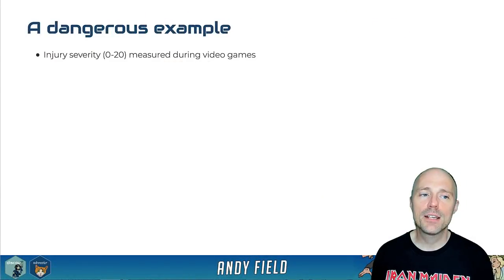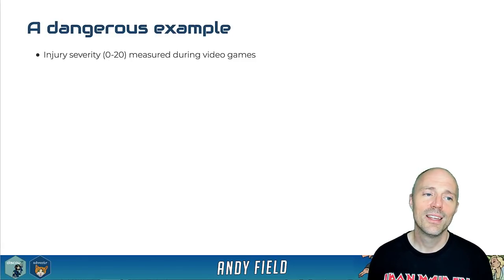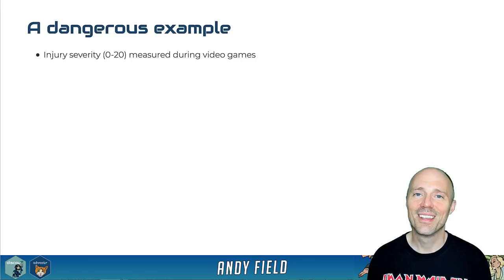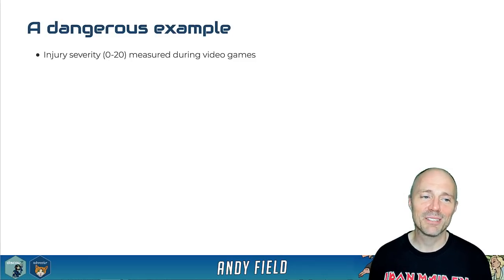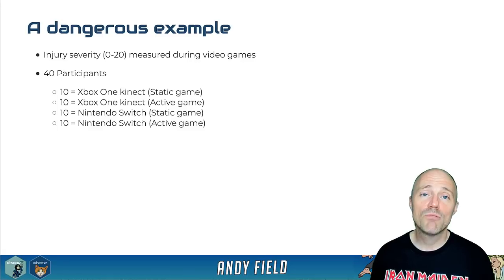So let's look at our first example, and this is another video game related example. Imagine someone was interested in looking at whether playing games consoles led to injuries. So they measure injury severity during the play of video games, on a scale fabricated in my own mind that varies from 0 to 20. They had 40 participants, randomly assigned to 4 different groups, and across those groups, 2 variables were manipulated.